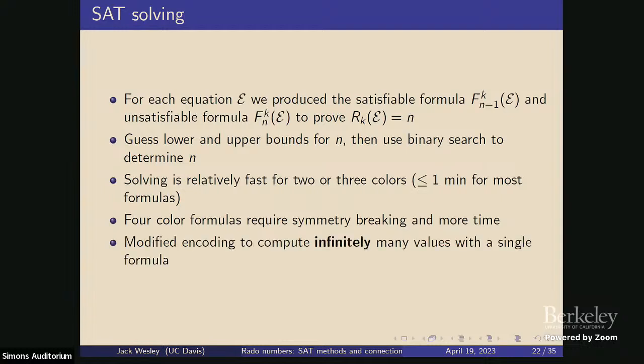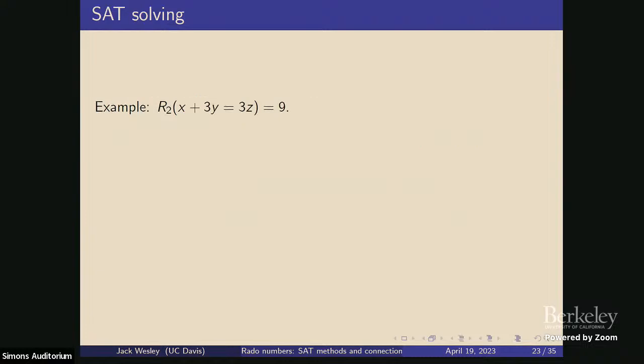But sort of our main result is modifying this to compute infinitely many values using a single formula. So it all sort of hinges on this observation, which I will use this as a toy example, is that we don't need all of the integers in our proof. Not only do we not need all the clauses in the formula, but we don't need all the integers.